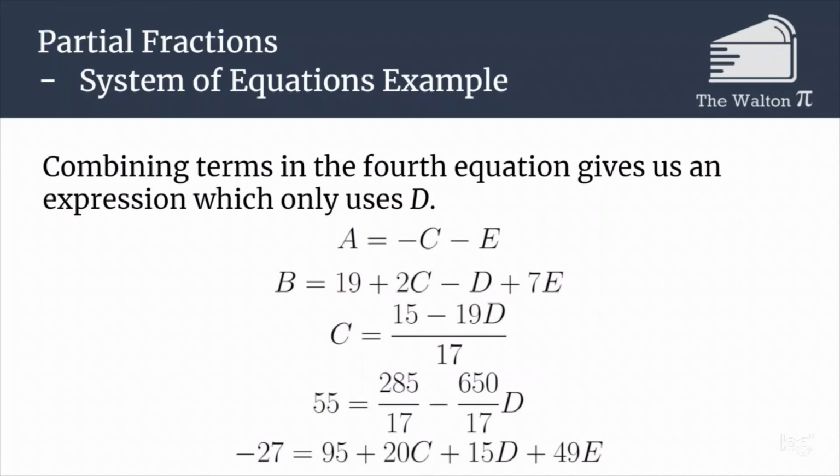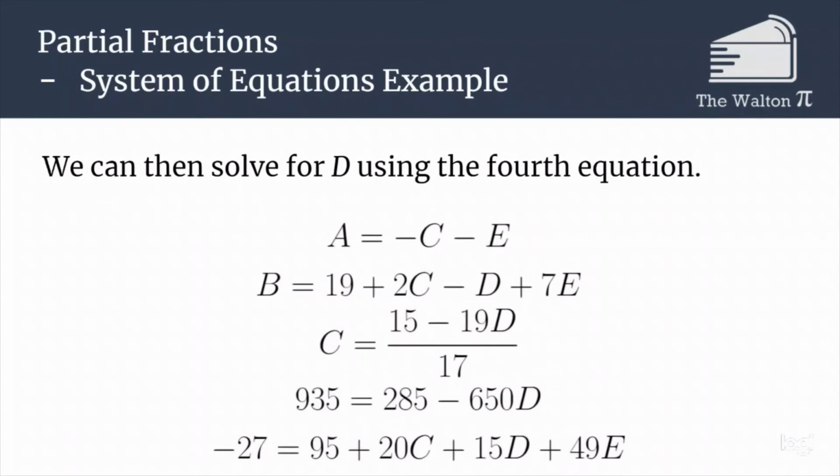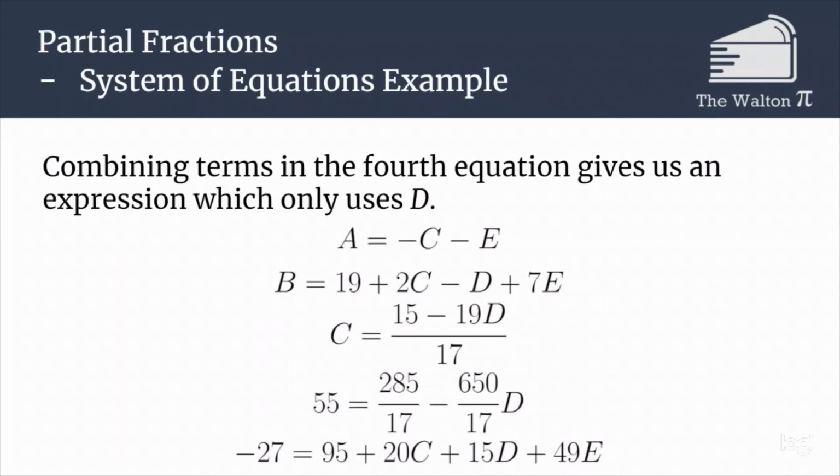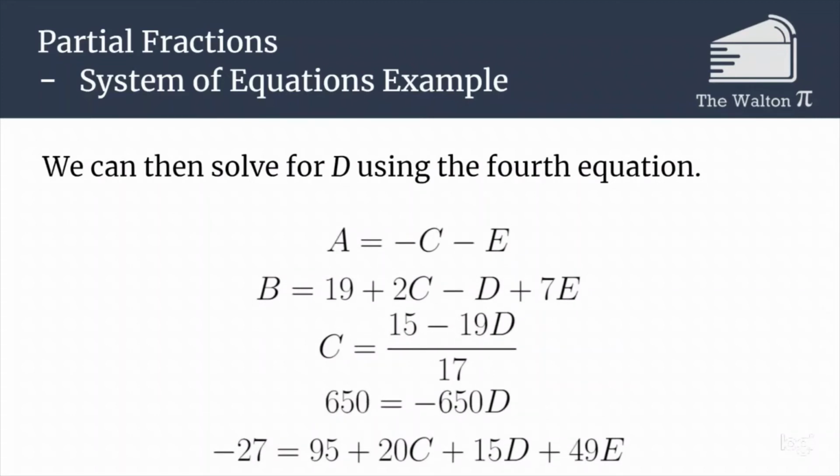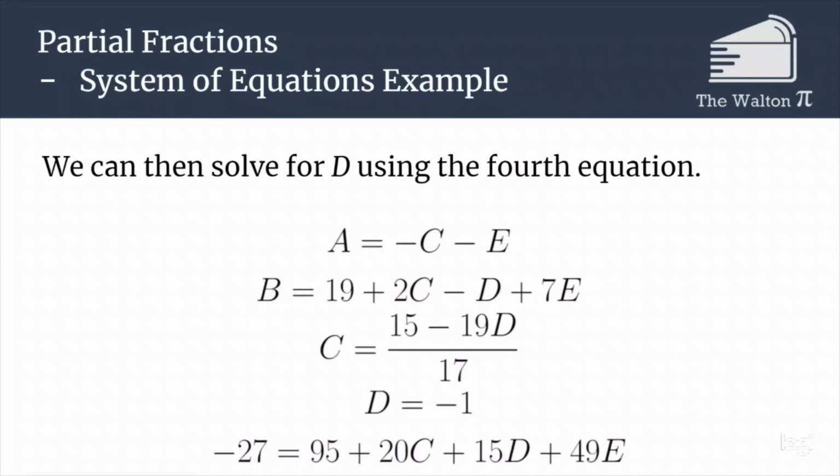So plugging that in and simplifying gives us 55 is 285 17ths minus 650 17ths times d. So let's solve for d. First multiplying everything by the 17 is going to give us 935 is 285 minus 650d. So 650 is negative 650d, so d is negative 1.